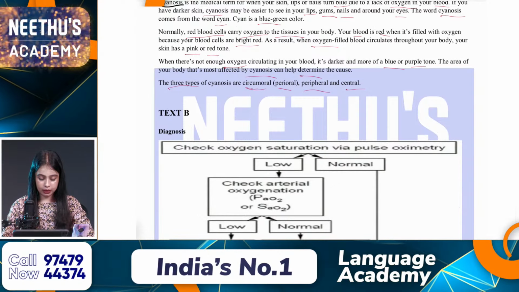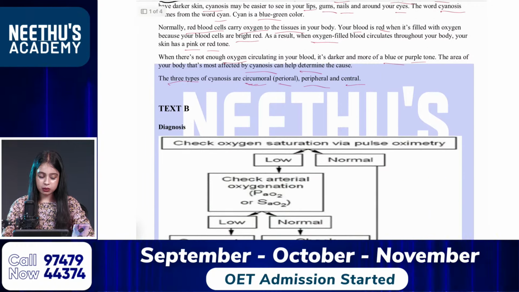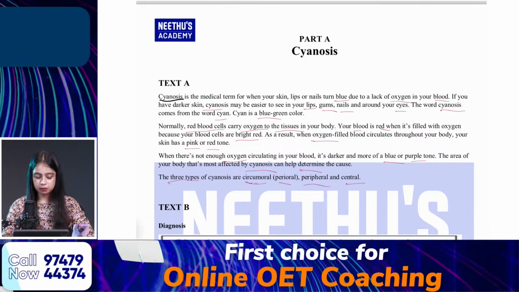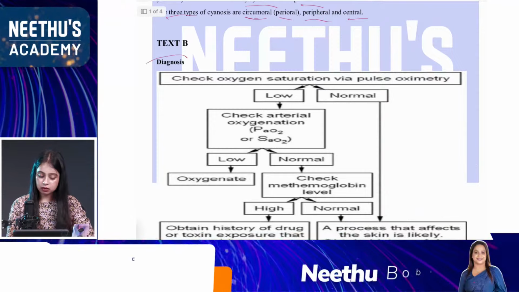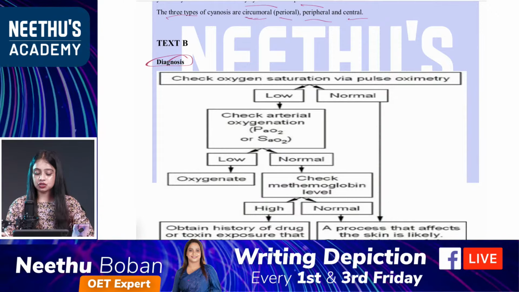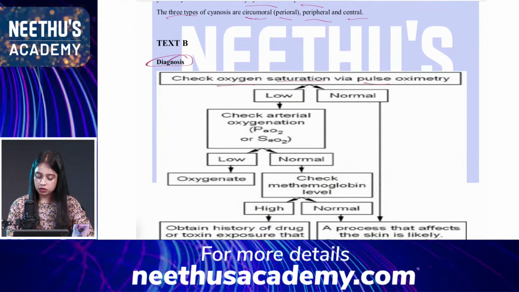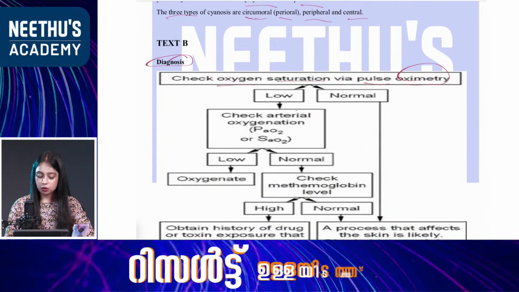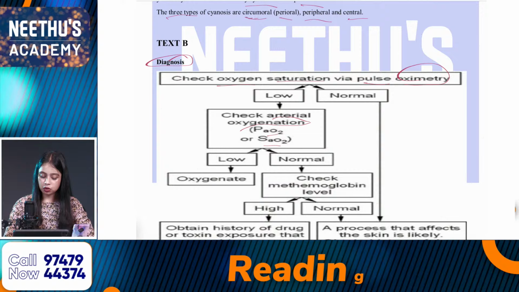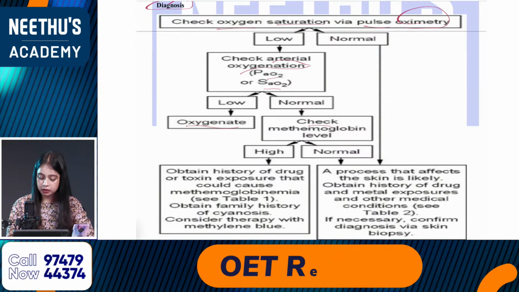Yes, I hope you guys are typing. Okay, so I'll read text B, then please let me know about A and B. So diagnosis, so we have a heading. It's all about the identification or diagnosis of the condition. Then check oxygen saturation via pulse oximetry. If it is low or normal, then you can check arterial oxygenation. Then if it is low or normal, then oxygenate, plus check methemoglobin level.